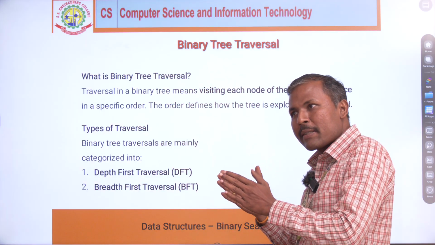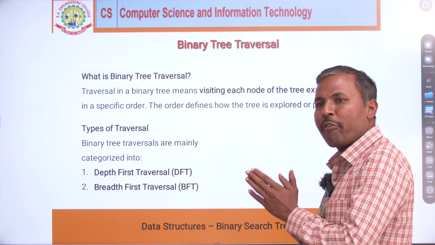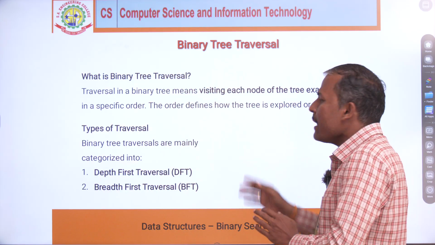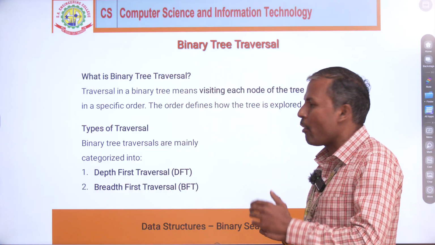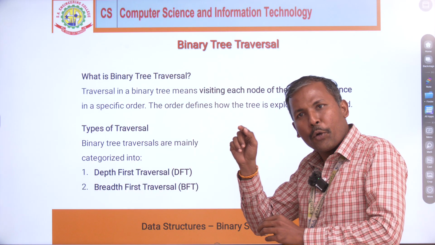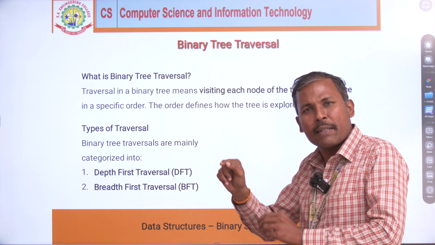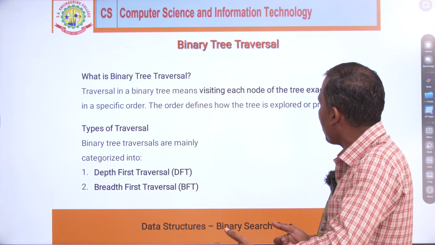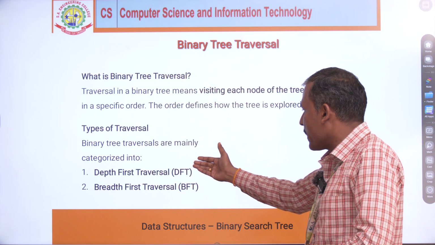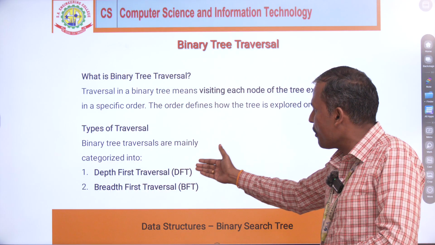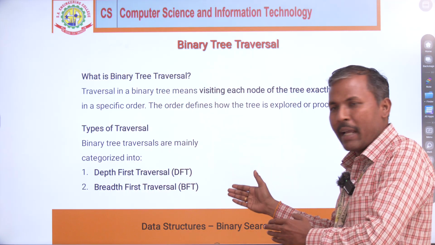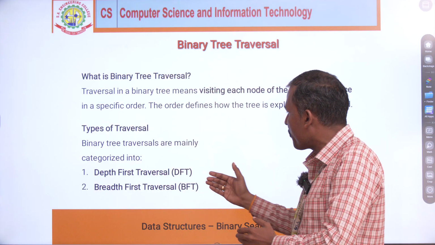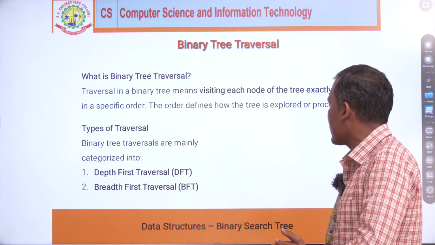Binary tree traversal is a process in which every node of a binary tree has to be visited exactly once in a specific order. This is the definition of binary tree traversal. So what is that order all about? The two famous types of traversals available in data structures are depth first traversal, which we call DFT, and breadth first traversal, which we call BFT. So what is DFT and what is BFT? I would like to give an introduction in the next slides.